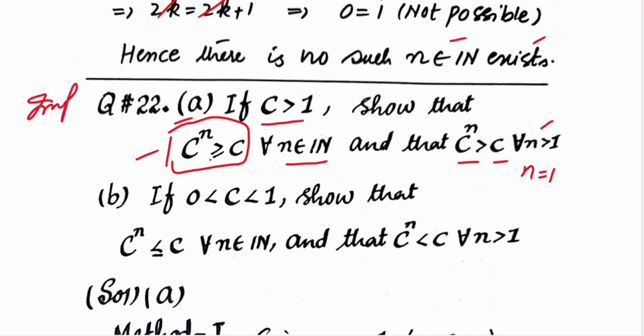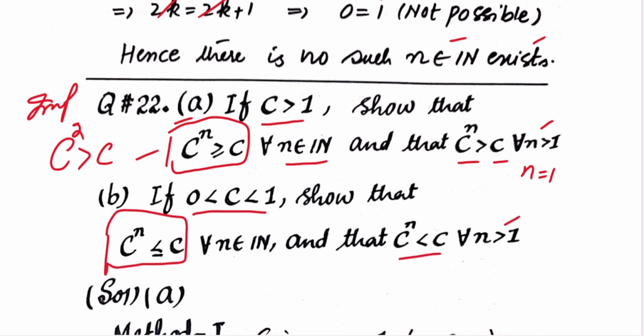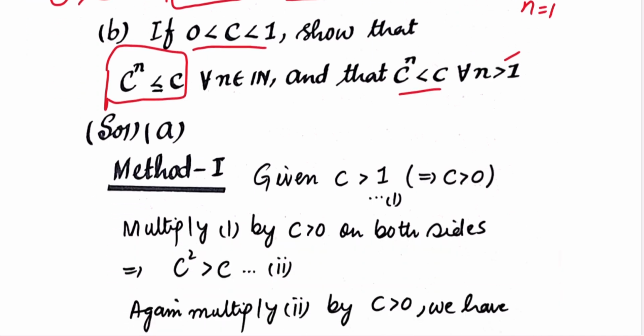In question number 20, we proved a similar scenario, but in that question we showed C square is greater than C. Now here we have to prove in general that C raised to power n is greater than or equal to C. And similarly, if C lies between 0 and 1, then we have to show that C raised to power n is less than or equal to C, and the strict inequality holds when n is greater than 1. So method number 1, part A.